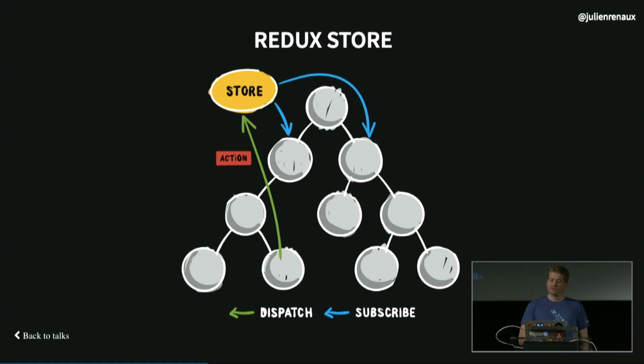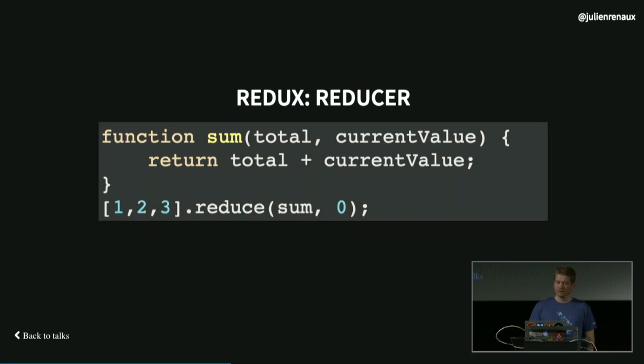So if we go back to the previous diagram we can see that there is a missing part here. From this action, how do we change the state of the app? And that's where reducers come into place. A reducer, or reduction function, is a function that takes an accumulator, here total, and the current value, and returns a new value. So reduce is only available on arrays in JavaScript, right? And here we have a 1, 2, 3 array that we reduce with a sum function, or a reducer, and give an initial value of 0.